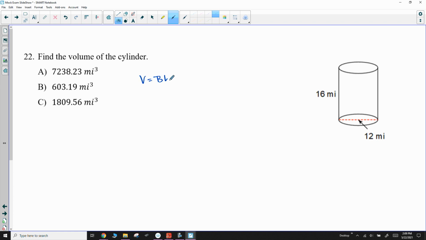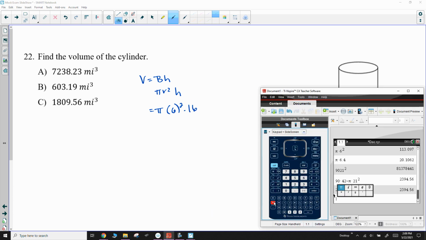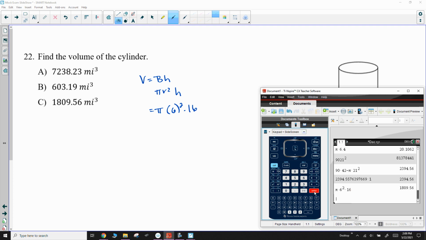Area of the base times the height. Well, the area of the base is pi r squared times the height. Now, this right here is the diameter, so the radius must be 6 miles, and this is the height of the cylinder. So pi 6 squared times 16, off to our calculators. So pi times 6 squared times 16, double check my typing.